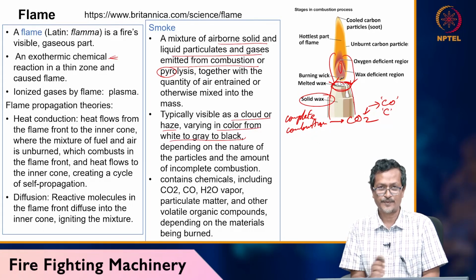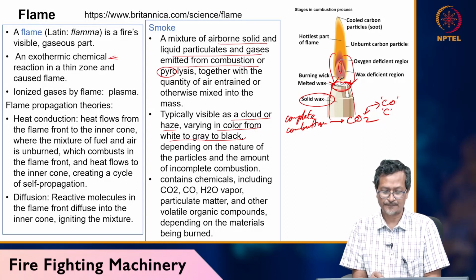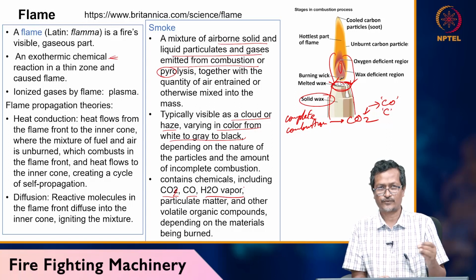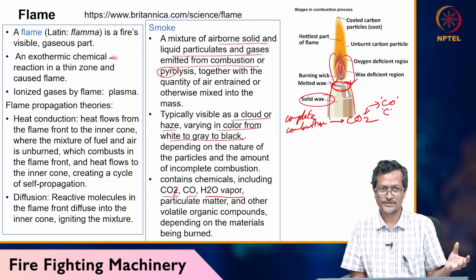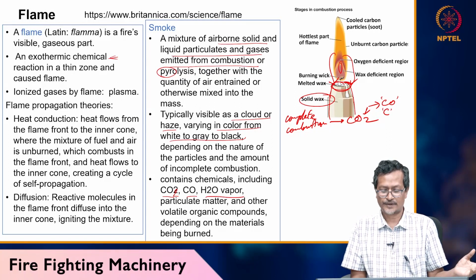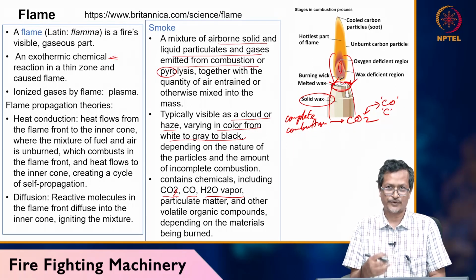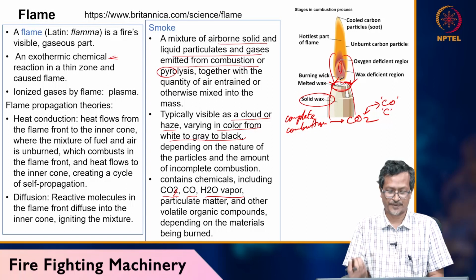So different colors may be possible because different concentrations will be there, depending on the nature of the particles and the amount of incomplete combustion. It contains chemicals including CO2, CO or carbon monoxide, and water vapor also will be there. For example, if you burn any organic compound, say wood or paper, some water vapor also will be produced. Water will be formed at high temperature, in vapor form.